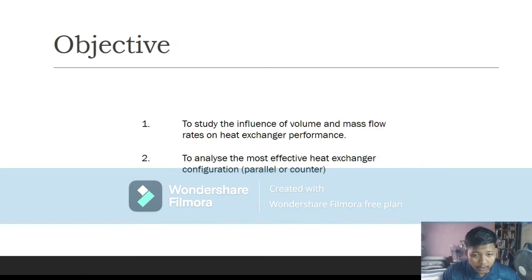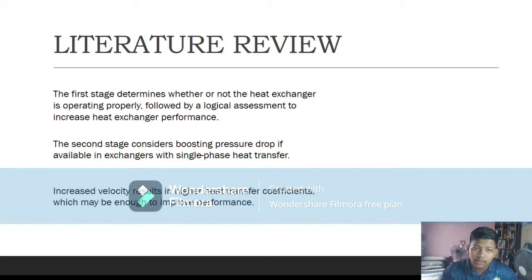So the objective of this study is to study the influence of volume and mass flow rates on heat exchanger performance. And the second one is to analyze the most effective heat exchanger configuration, parallel or counter.